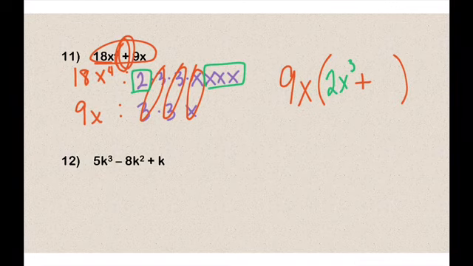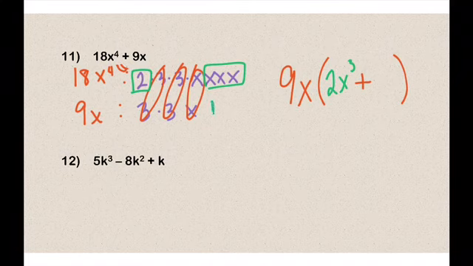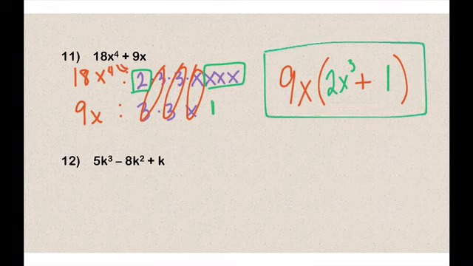Okay, check it. 9 times 2 is 18, and x times x to the 3rd is x to the 4th. And that's what I had to begin with. So you see, I'm just undoing, picking apart the multiplication problem to find out what I multiplied. It's kind of like a little mystery, find out what happened. Okay, the 9x, I don't have anything left over, so that means I've got a 1. And that's your answer. So your answer will look like a multiplication problem.